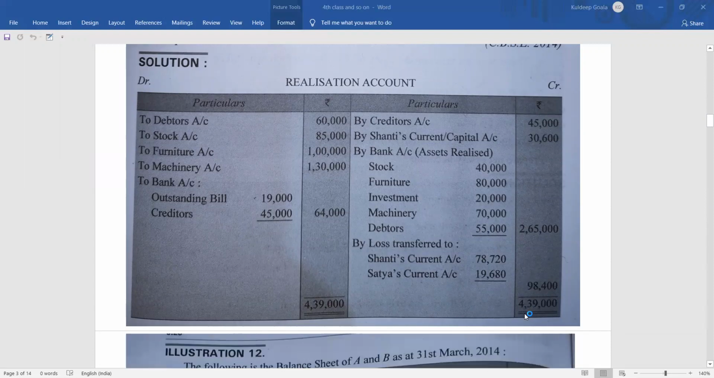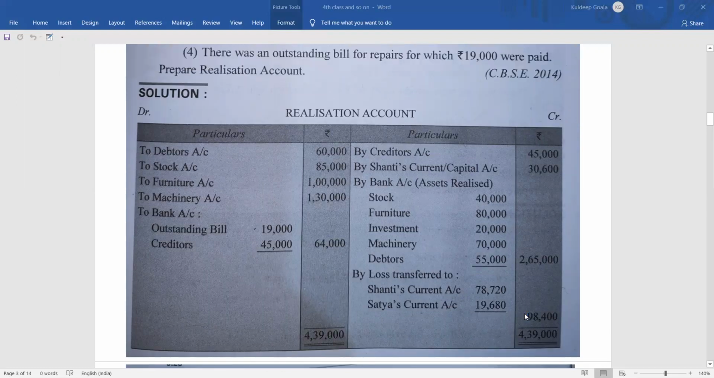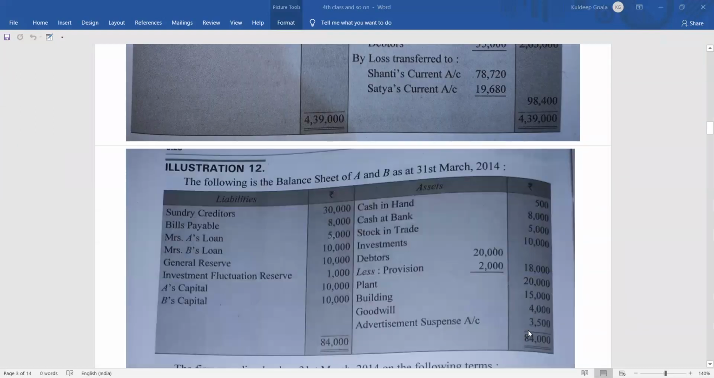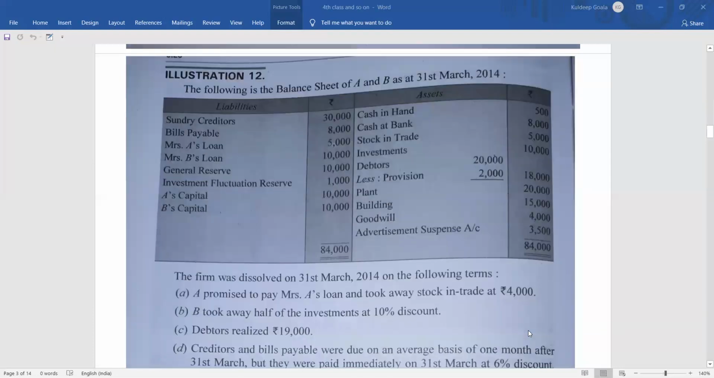Okay, I hope all of you have understood the realization account properly. This is a CBSE 2014 question, that is why I took it. It is just a part of the whole question where the concentration is given only on the realization account. I hope it is very clear to all of you. Okay, so we will take up the next sum now. We'll go for the next sum, that is illustration number 12.